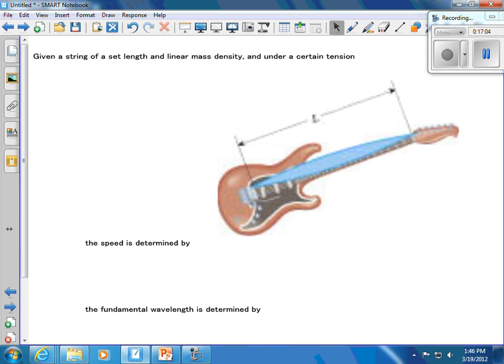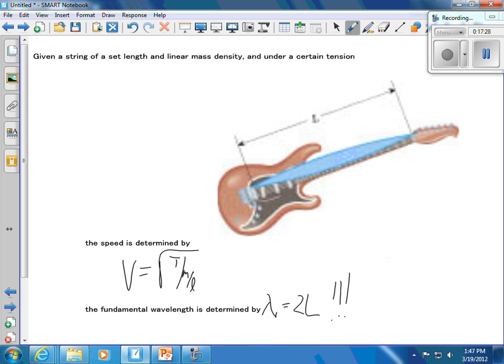Given a string of set length and linear mass density under a certain tension, the speed is determined by the tension and the linear mass density, the mass per unit length. The fundamental wavelength is always twice the length of the string. It's determined by the length of the string, not the linear mass density.